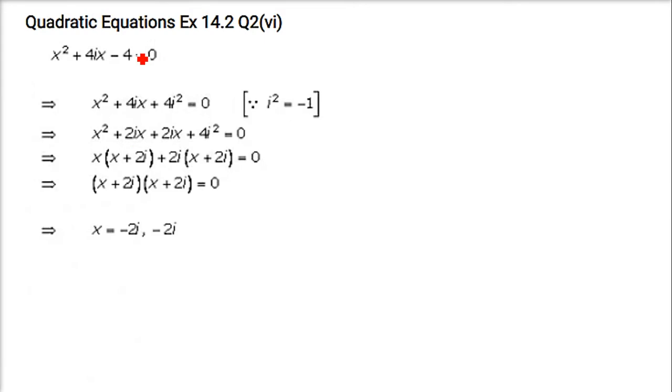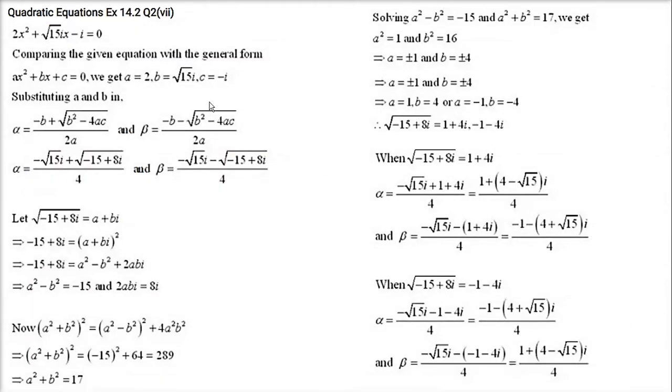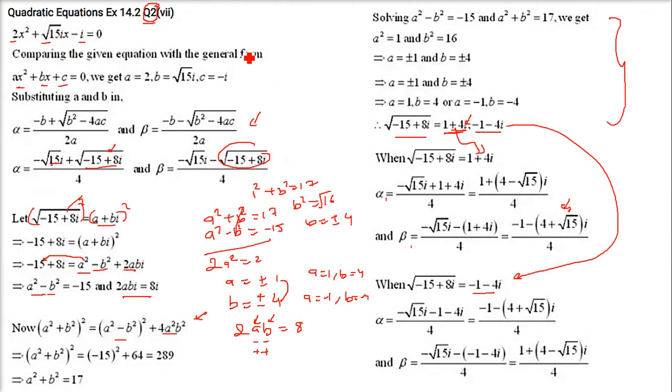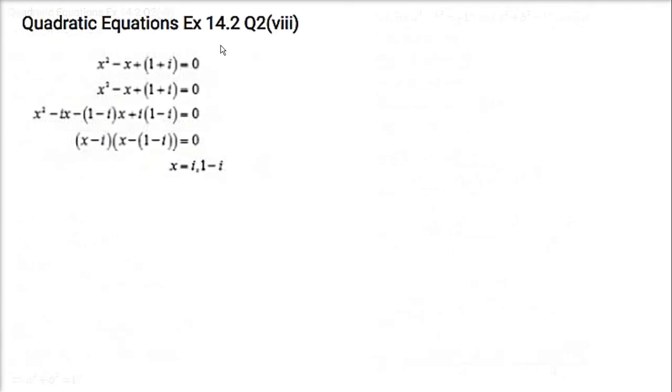Here you have to do nothing, just multiply it by i square, make it as plus. So what do you get? 4ix you have to write as 2ix and 2ix. So take x common, x plus 2i. Here also you take 2i, so you get x plus 2i. This is x plus 2i whole square again. x is equal to minus 2i. When you put it at 0, x will be equal to minus 2i. This we have already done, so I'll just skip it.